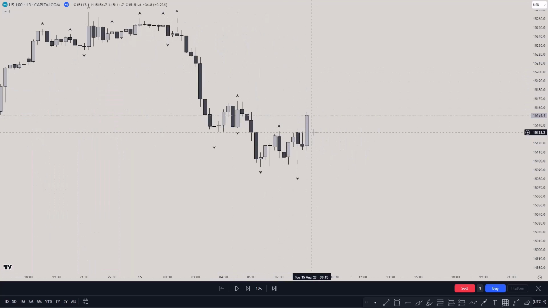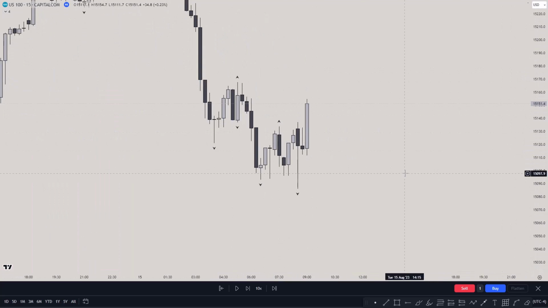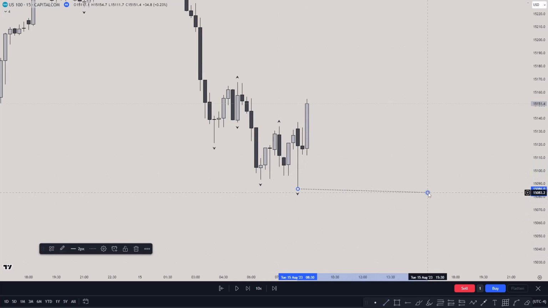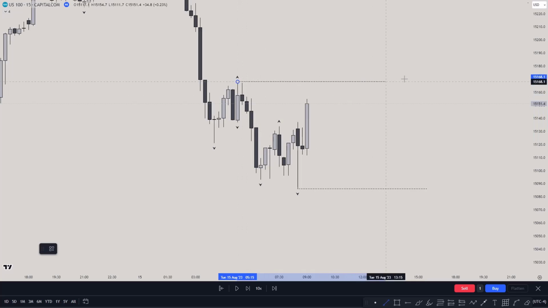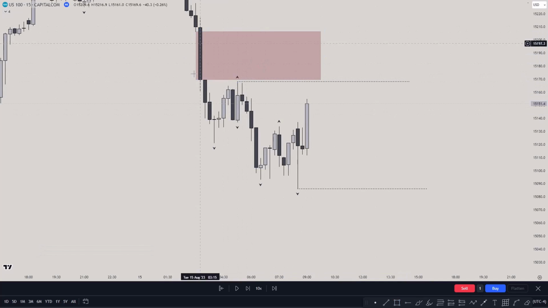Looking at this, it's 9 a.m. right here. What are some levels of liquidity that we can see right here? We have this level of liquidity and also this one. And this one actually has a fair value gap above it. So there is a nice fair value gap just above it right here. So actually this could be a good trade.